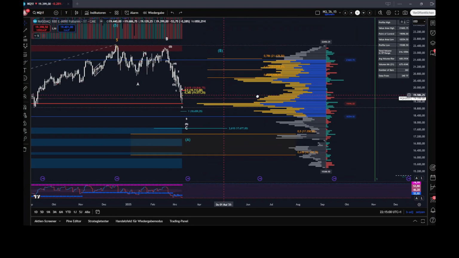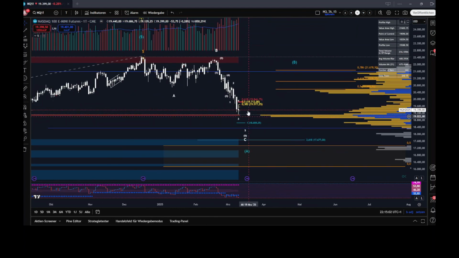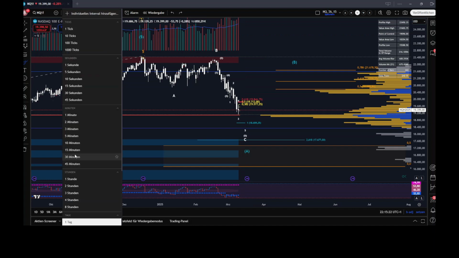So I just made you aware, and this is just for a little bit of educational purpose, that these daily points of control are an area of interest where the market tries to grab liquidity that is sitting here. And this is really happening right now. So we reached that volume node and we bounced off of that. And I'm going to show you now what I mean with that.